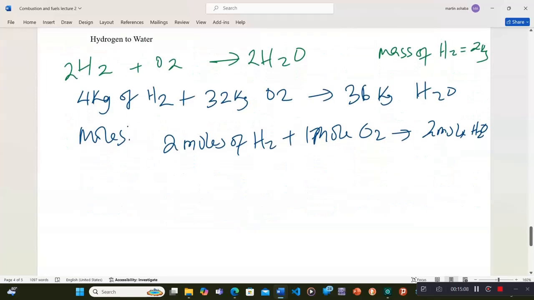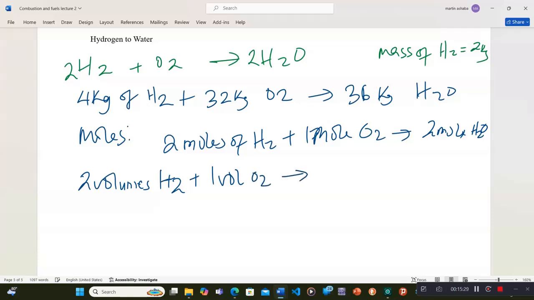Since we have gases on this side and, if this is vapor, then we shall say this is 2 volumes of hydrogen plus 1 volume of oxygen, giving you 2 volumes of vapor.